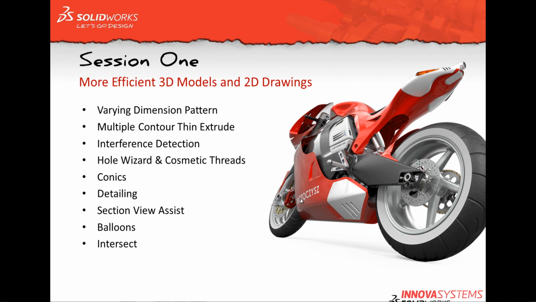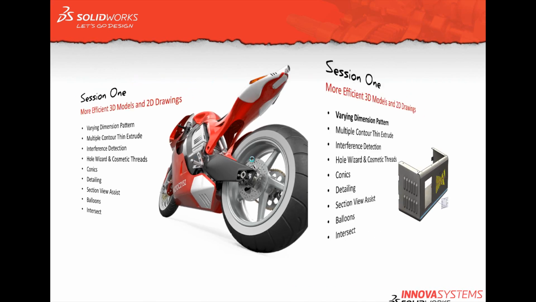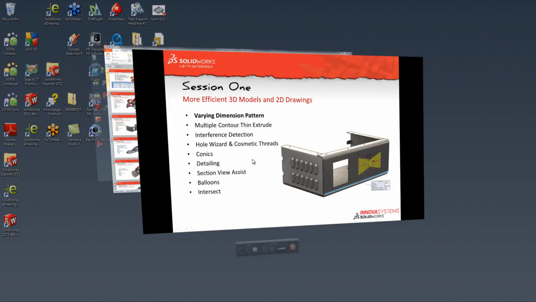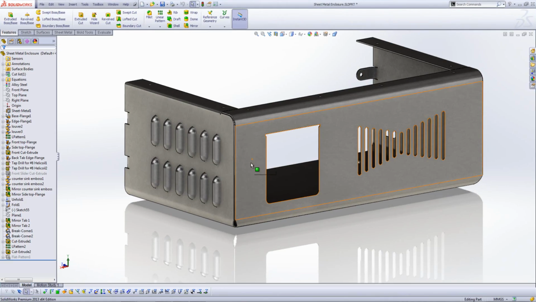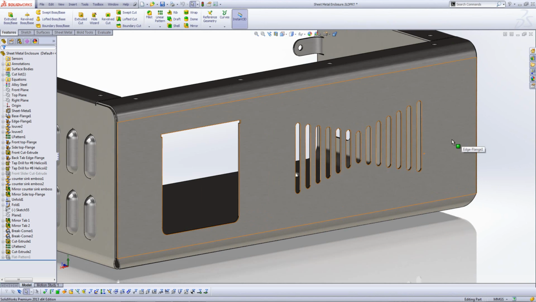We're going to start straight away with varying dimension pattern. So we'll go ahead and switch over to SolidWorks and we'll take a look. Feature patterns are common in all modelling tools but tend to be limited to creating identical copies of a feature at identical spacing. In SolidWorks 2013 these limitations are eliminated.